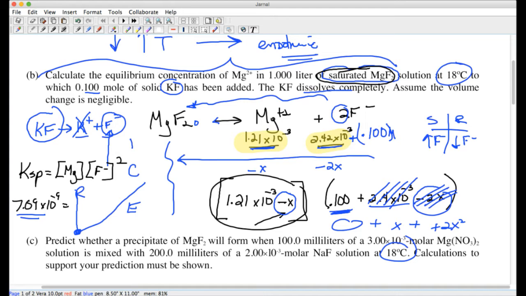So we were at this position of Q equals K. This is where we were in the problem. By adding more F negative, we created a Q that went way over here. So the reaction was going backwards. That's why we did that. Now the question is, how much backwards does it go? Well, it didn't go forward that much, right?